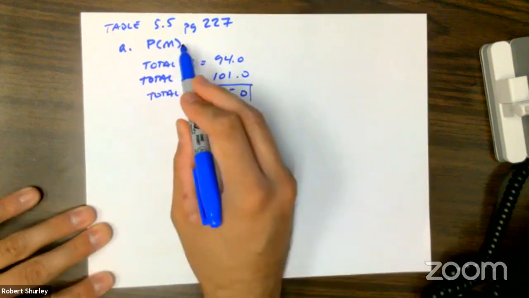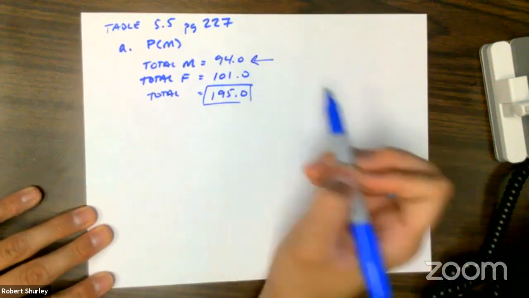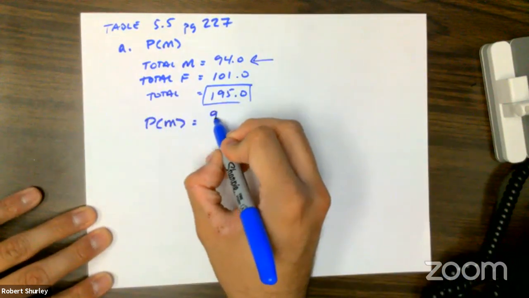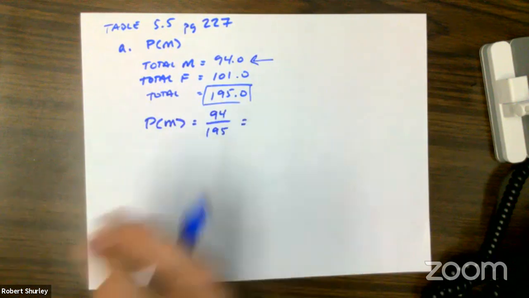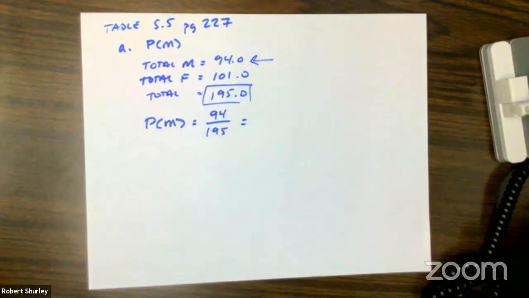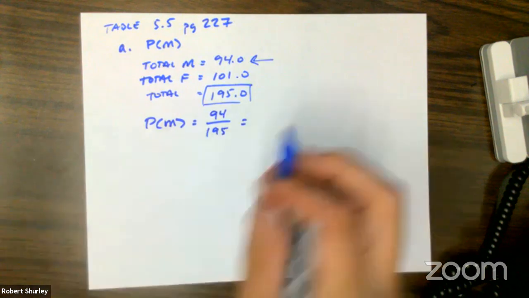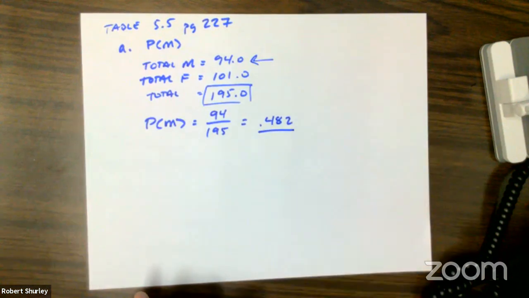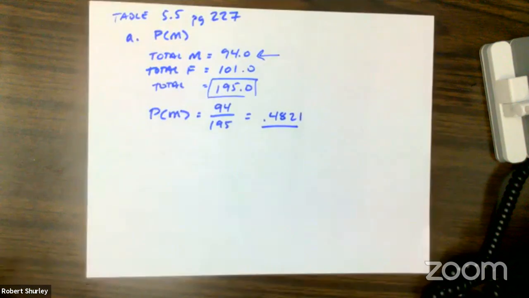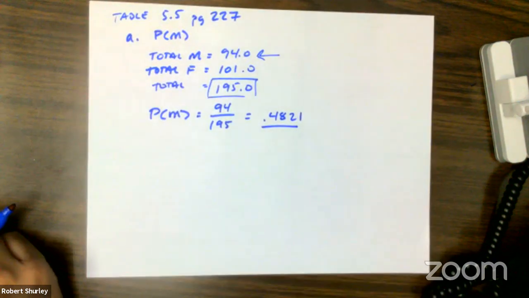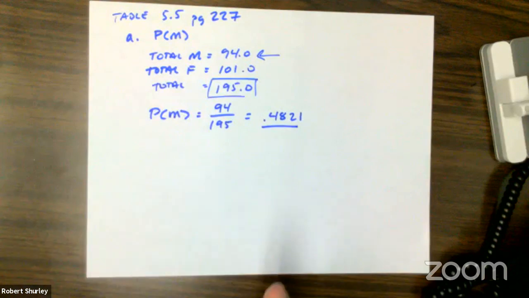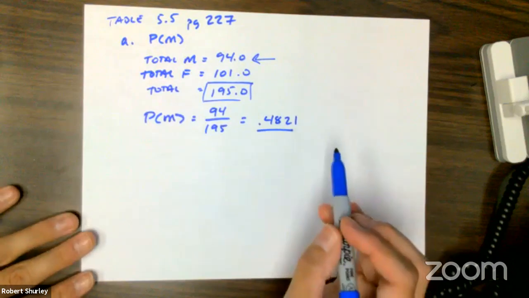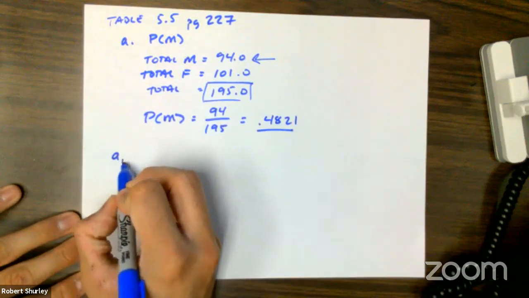We need to know that, right? So if I want to know the probability of being male, well, it's just 94 out of 195, right? So the probability of male would be 94 out of 195. 94 divided by 195, boom, gives me 0.482. They round to 4 decimal places. So in this example, the probability of being male is 0.4821.